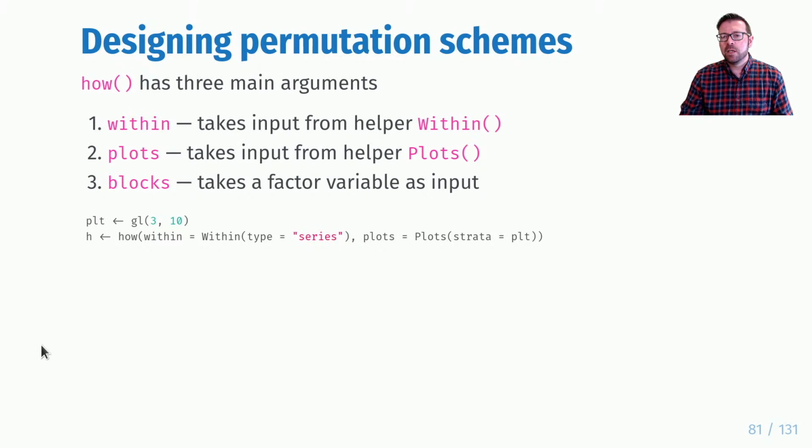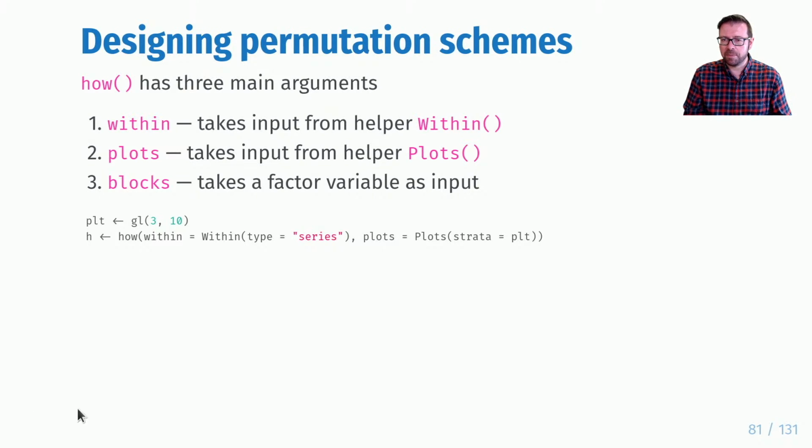Okay, so how has three main arguments: within, plots, and blocks, and these reflect the different levels. The within is the samples that are within plots, that's the lowest level. Plots represents that intermediate level, which might be your whole plots, and then blocks represents the overarching blocking factors. And they have helper functions. So the within argument uses the function Within with a capital W, which just differentiates the argument from the function. So they're capitalized, and plots can take the helper function Plots, and then blocks can be set up just as a factor variable.